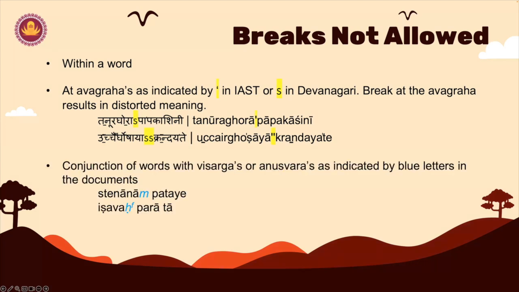Conjunction of the words with visargas or anuswaras are indicated in the IAST document with blue italicized letters. And they are also indicated by blue superscripts in the Devanagari documents as well. Please pay attention to them and do not split where such blue letters are there. For example, Stenanam Pataye, also visargas, Ishavaf Parata.